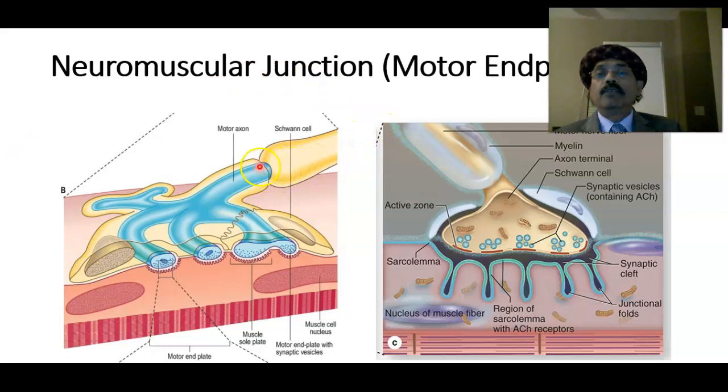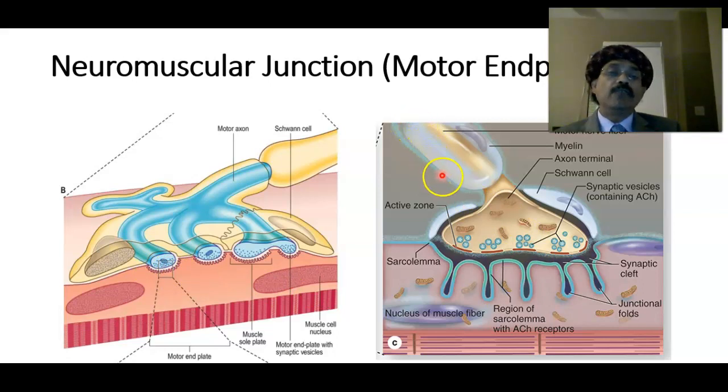So we have the axon here. This is the Schwann cell. This part has no myelin sheath, and this is the motor end plate. These are the branches of the axon terminal, and this is the skeletal muscle. This is the skeletal muscle nucleus here. We have the filaments here. These are the filaments of the skeletal muscle. So this is the site of the neuromuscular junction, also called the motor end plate.